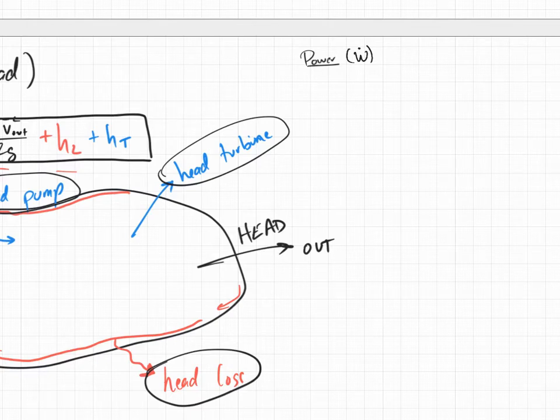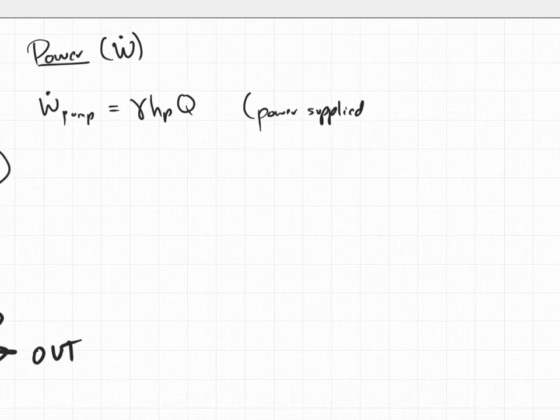Basically W dot for a pump equals gamma times the head of the pump times the flow rate. So what I want you to think of is this is the power supplied, let's zoom in over here, by the pump to the fluid.